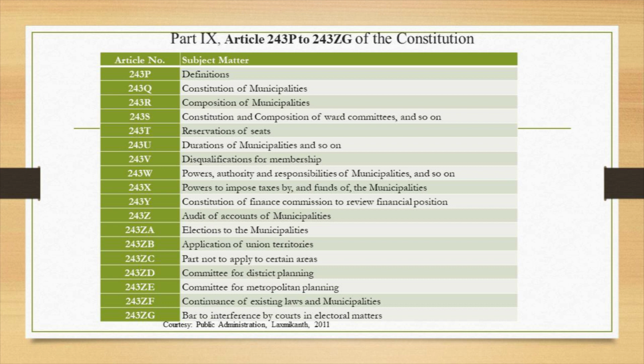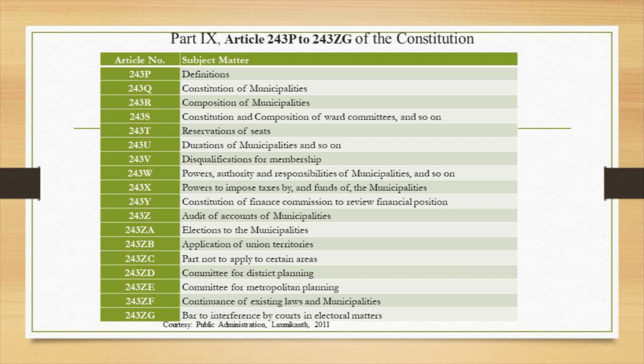Article 243T deals with the reservation of seats. Seats shall be reserved for the Scheduled Castes and Scheduled Tribes in every municipality. And it also says not less than one-third of the total number of seats reserved under clause 1 shall be reserved for women belonging to the Scheduled Castes or, as the case may be, the Scheduled Tribes. It also says not less than one-third of the total number of seats to be filled by direct election in every municipality shall be reserved for women, and such seats may be allotted by rotation to different constituencies in a municipality. Article 243U deals with the duration of municipalities and so on.